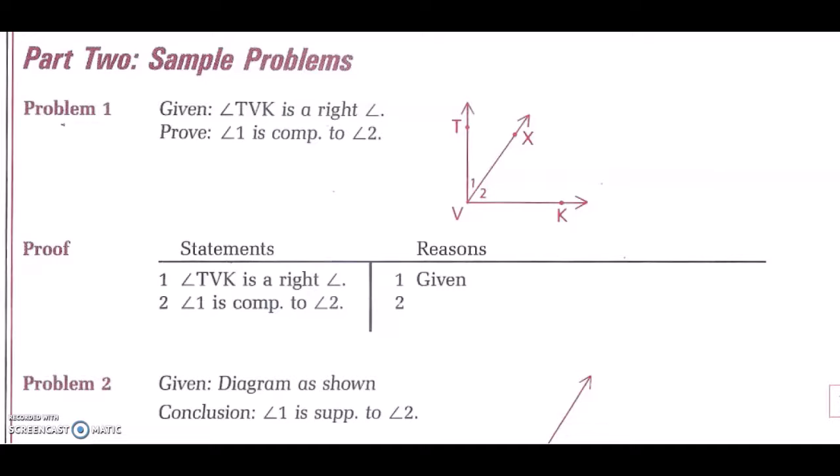Let's look at some examples. In the first sample proof, we are given that TVK is a right angle, and we need to prove that angle 1 is complementary to angle 2. So our first statement is that TVK is a right angle. The keyword there is right angle. And we know that if two angles form a right angle, then they are complementary angles. And that's our keyword in our second statement.